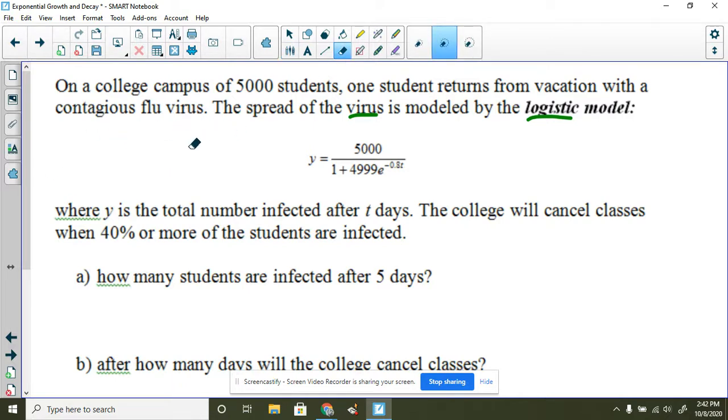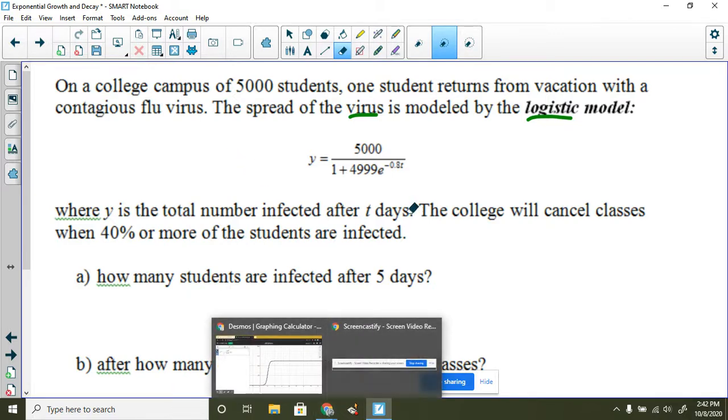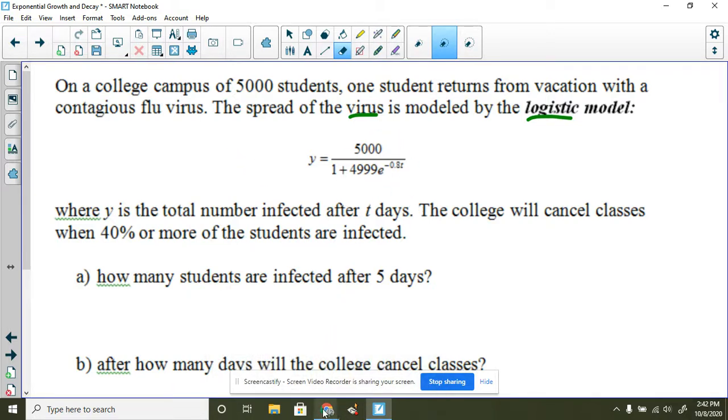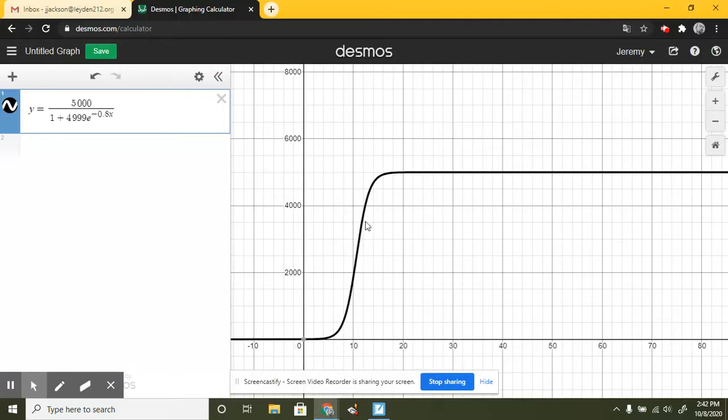But what happens is eventually, these are dynamic models, and eventually science catches up and there's a vaccine and people are social distancing and quarantining. And so that doesn't necessarily happen. But if left unchecked, you would get a model that models this logistic function, and I went ahead and graphed it and found an appropriate viewing window here.